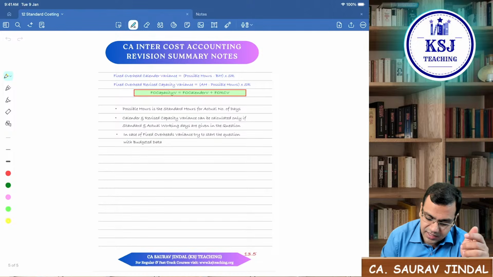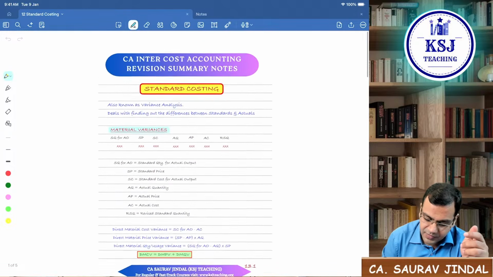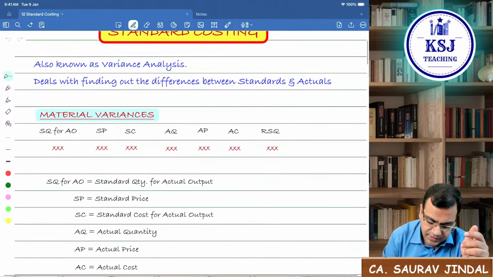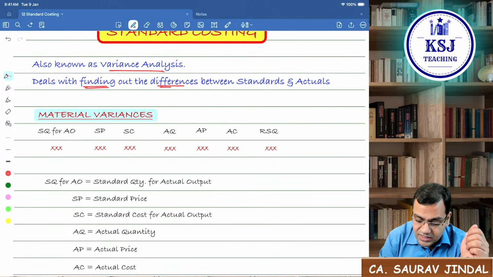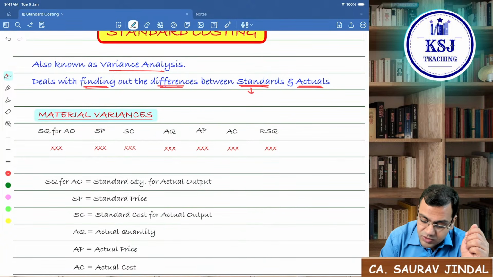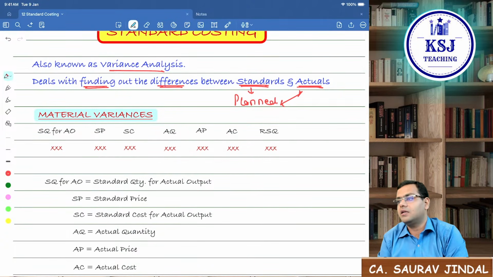So standard costing, also known as variance analysis, deals with finding out the differences between standards and the actuals. Standards is what? It is your planned part, and the difference is between the plannings and the actuals.